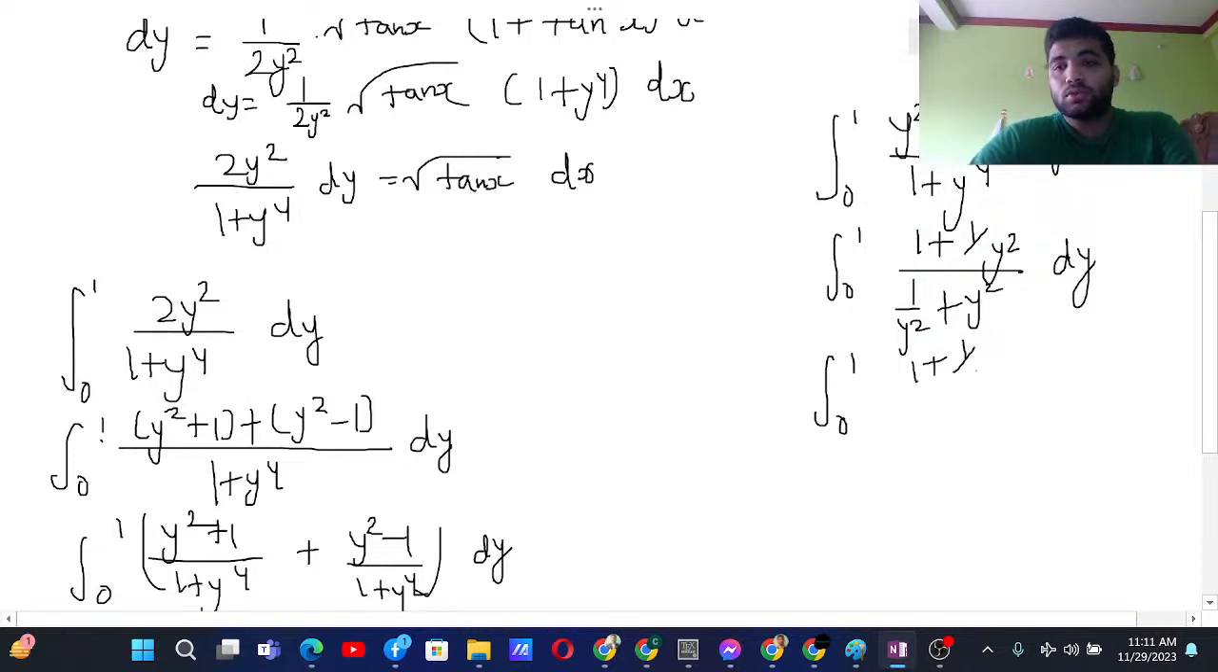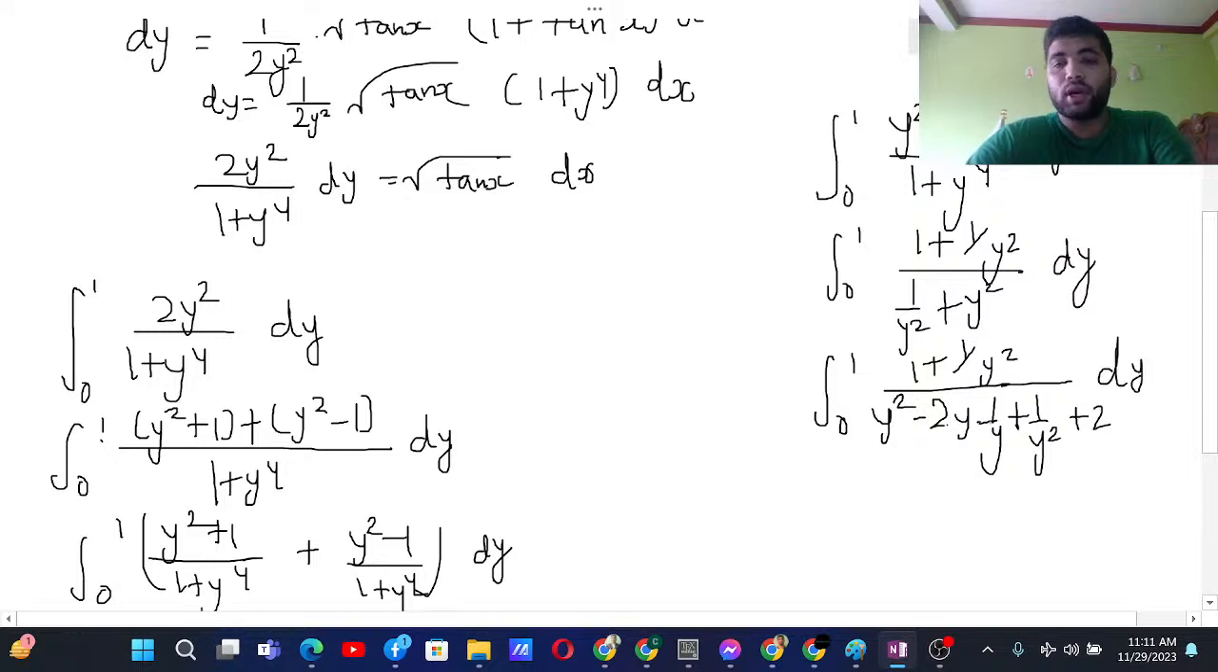If you complete the square, we will have y square plus, but we don't want plus over here. I will tell you the reason why we don't want plus over here. We'll just make it minus 2y, 1 by y plus 1 by y square plus 2. You also know the reason why I didn't complete it from a plus b whole square and not from a minus b whole square. So 1 plus y by y square, and then 1 minus 1 by y whole square plus 2 dy.